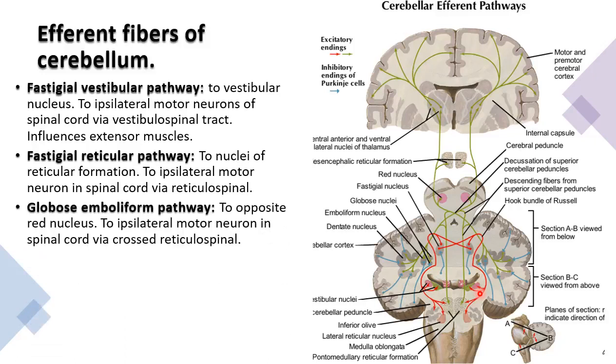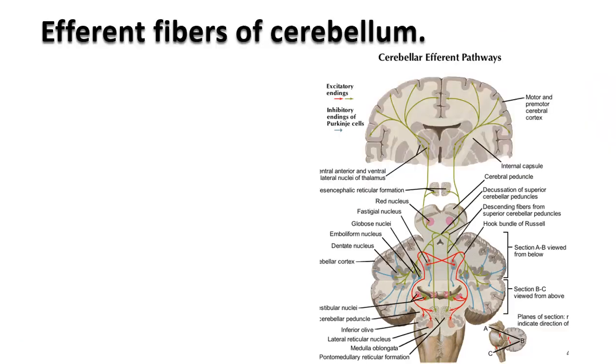Then the globose and emboliform nuclei. So you're able to see the globose and emboliform nuclei. These globose and emboliform nuclei go to the opposite red nucleus, and thereby from the red nucleus to the spinal cord via the rubrospinal tract, where they again influence the ipsilateral motor neurons of the spinal cord.